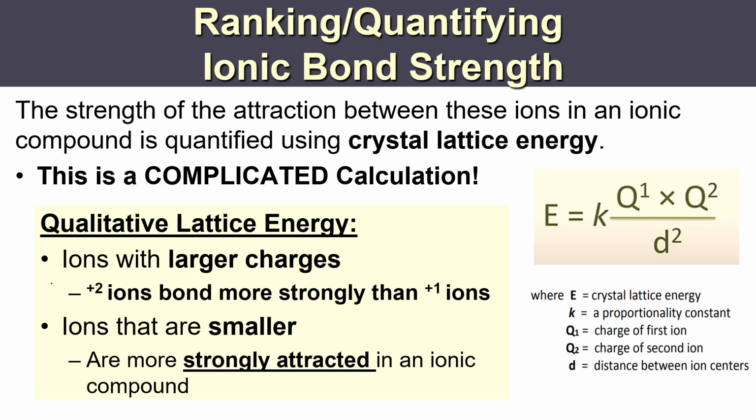Basically, you want to know how strong your ionic bond is? Well, in the bonded pairs of ions, ions that have larger charges are going to bond more strongly than ions that have smaller charges. So +2 ions or -2 ions are going to bond more strongly than +1 or -1 ions. Also, ions that are smaller are going to be more strongly attracted than ions that are larger.